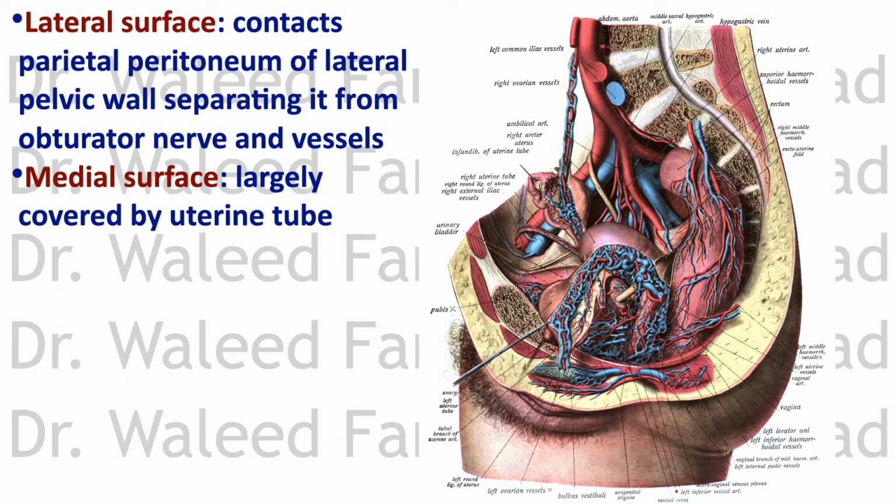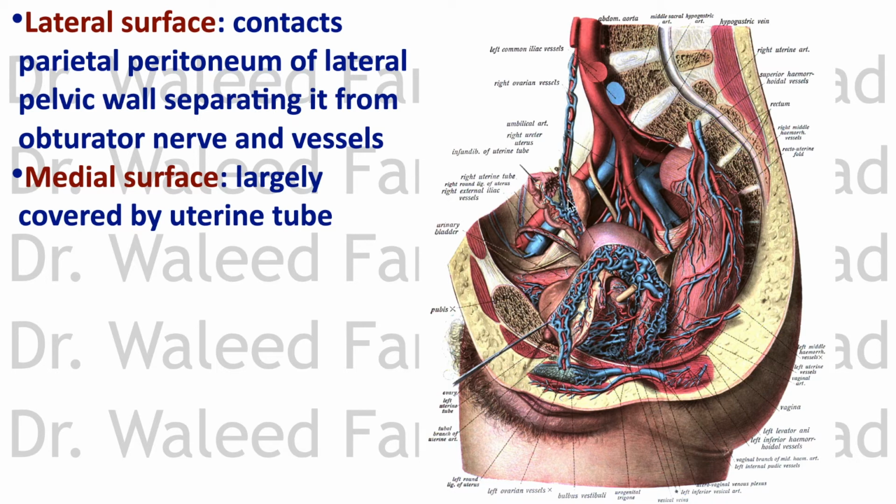The surfaces of the ovary: we have the lateral surface. The lateral surface is the surface on the other side we're not looking at here. It faces the lateral pelvic wall, separating it from the obturator nerve and vessels on their way to the obturator canal at the upper border of the obturator internus muscle and the obturator membrane. We studied this in the pelvic wall.